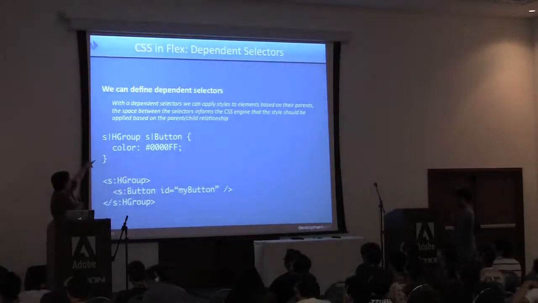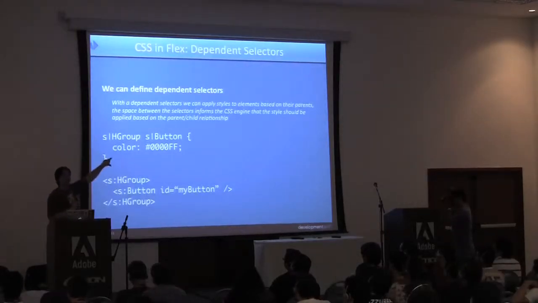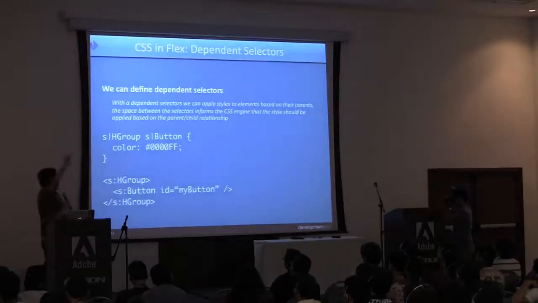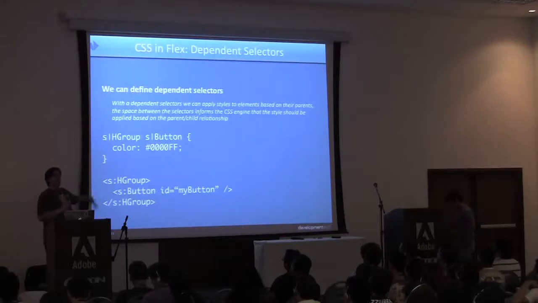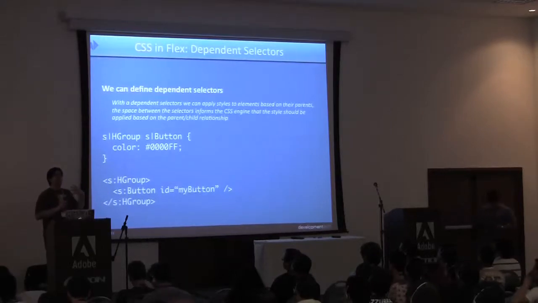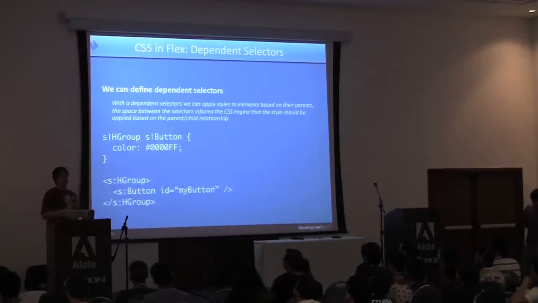So I could do H group, S button up, right? So I could actually define my pseudo selectors and create that functionality when I'm doing my layout. So again, what Flex is really trying to do is give you much more granular control about when your styles get applied in your application.